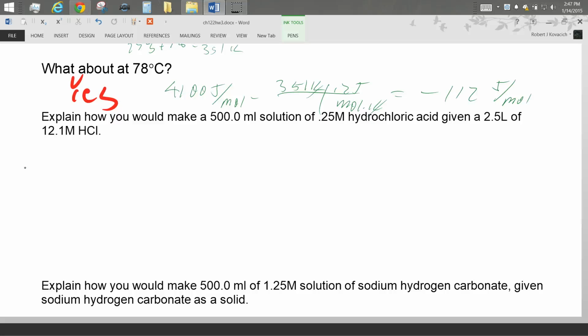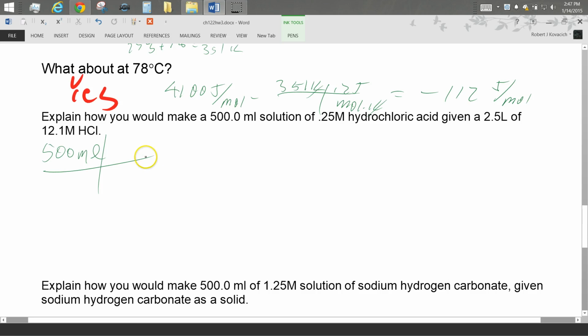Are we okay with that? So my answer for this particular calculation needs to be milliliters. So I'm going to put 500 milliliters right here. Now I need to use my two concentration units to determine how much of the concentrated stuff I need. So it'll be moles per liter divided by moles per liter, and then those guys will cancel out, and I'll get milliliters.